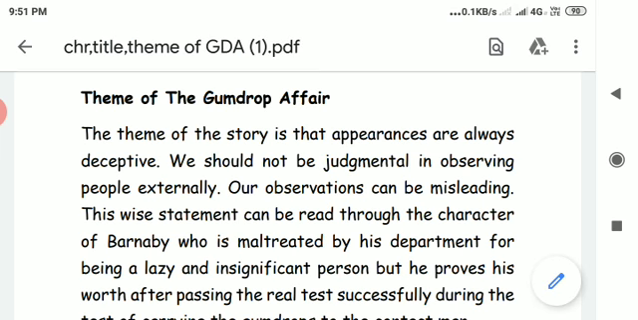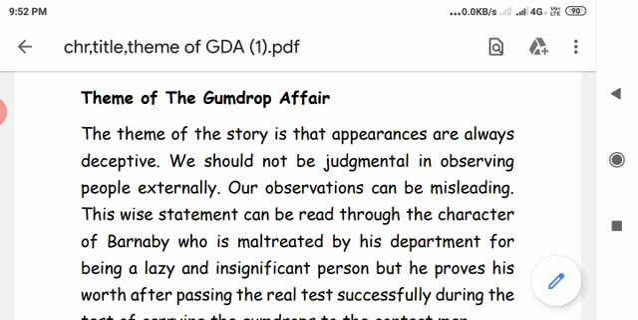Friends, as you know, the theme of the story is that appearances are always deceptive. So far, you have understood the introduction and the summary of the lesson. You have already understood that appearances are always deceptive. A person cannot be judged by his physical appearance. He is not to be judged because he is bald, or because a person is fat, it is not judged that he does not know anything about judo. We will be trying to ascertain all these things in this theme.